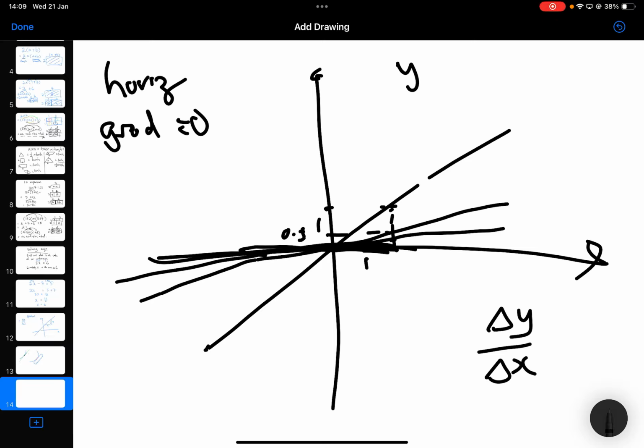Remember your y equals to mx plus c. You can have a horizontal line where the gradient is 0. Then it becomes y equals to a number.